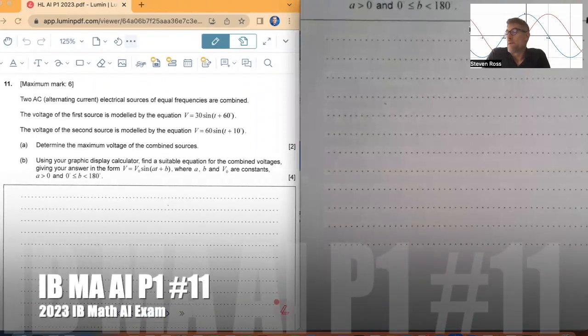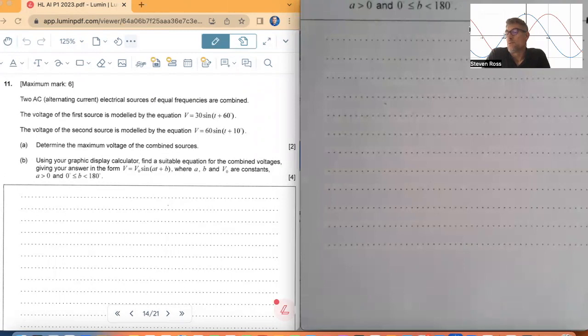Hello. I would like to do one of the IB 2023 questions. This is problem number 11 from Mathematics AI, paper 1, 2023. And the question reads like this.